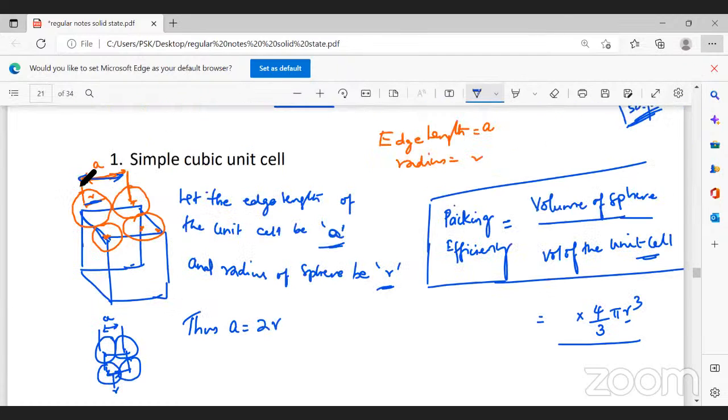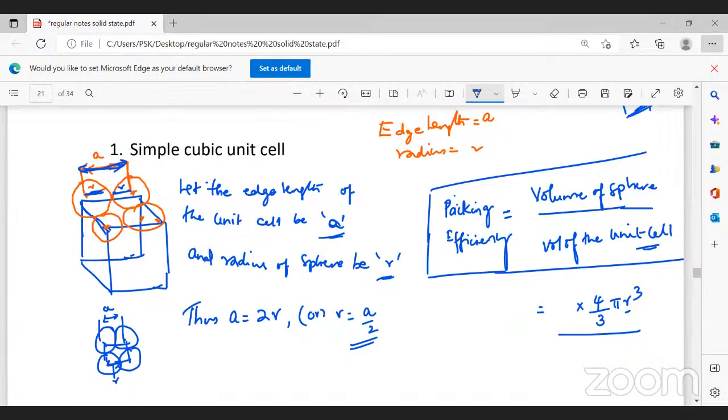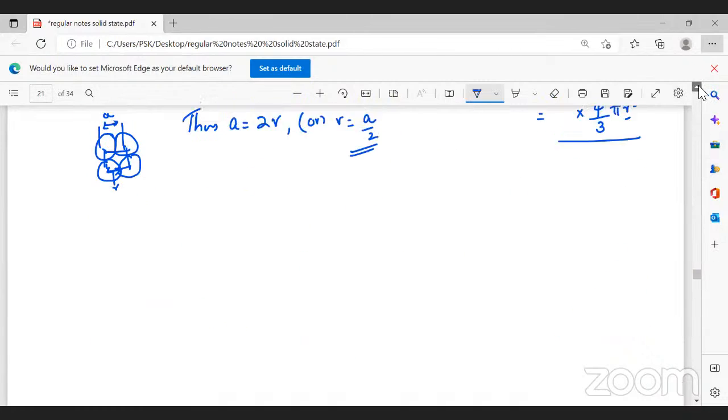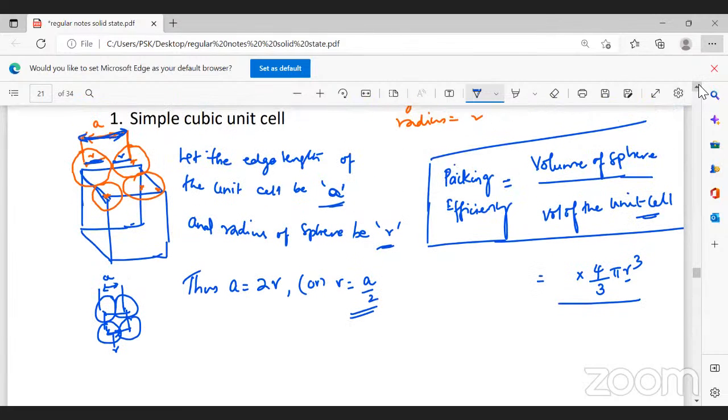See, if this distance is the edge length, and this is the radius, and this is also the radius, no? So A is equal to how many R now? 2R. Or we can write R is equal to A by 2. Radius is equal to A by 2. Same thing, right? Yes or no? Yes, sir. Participate in the class, please respond. This is complex, no doubt about it.